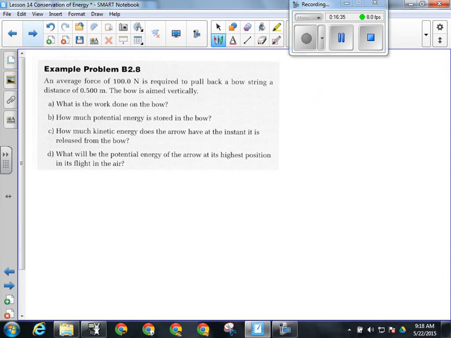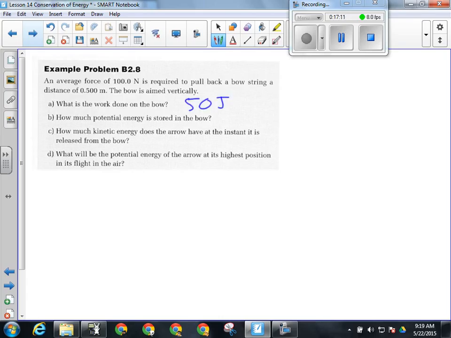All right, so let's have a look at this one here. I got an average force of 100 newtons required to pull back a bowstring a distance of 1/2 meter, and the bow is aimed vertically. So just like the example we talked about a minute ago. How much work is done on the bow? What was I given? I was given force and distance. Can I go force times distance to calculate the work? So 100 multiplied by 0.5 is 50. So there's 50 joules worth of work done on the bow.